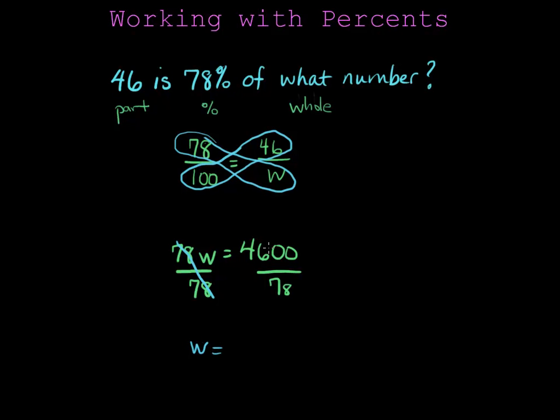So to figure out this answer, I need to turn my fraction into a division problem. And it looks like this. 4600 goes on the inside, 78 goes on the outside. Now this is really where the most work lies because we're doing double-digit long division.